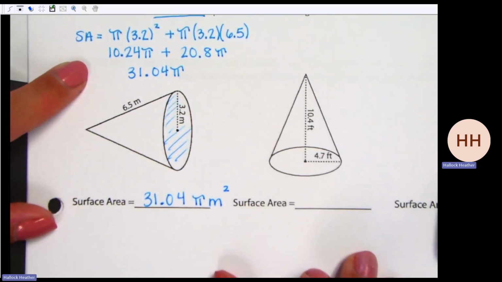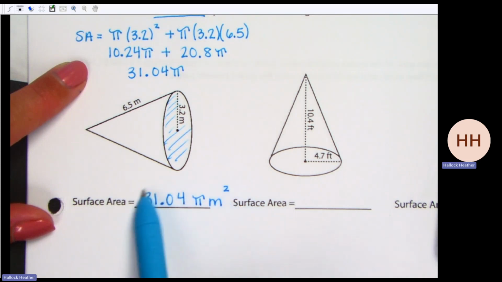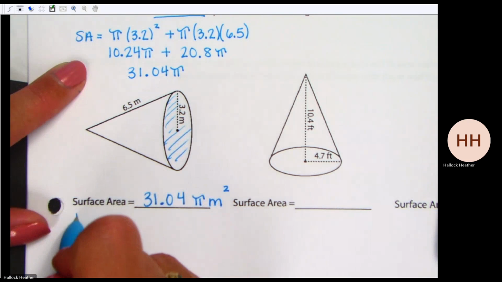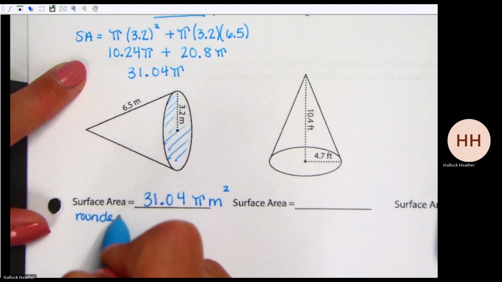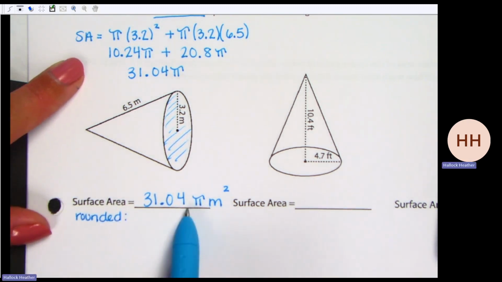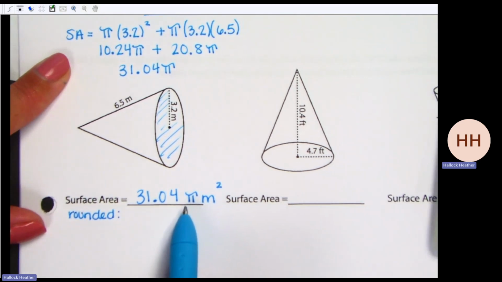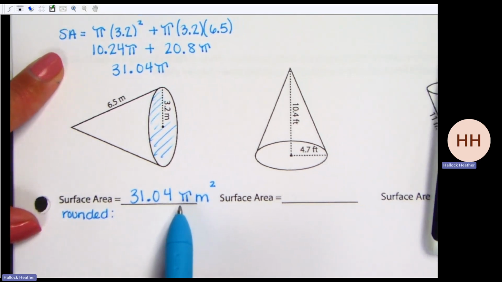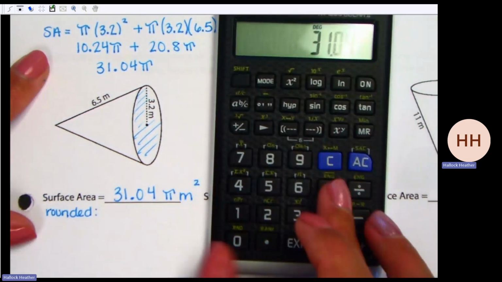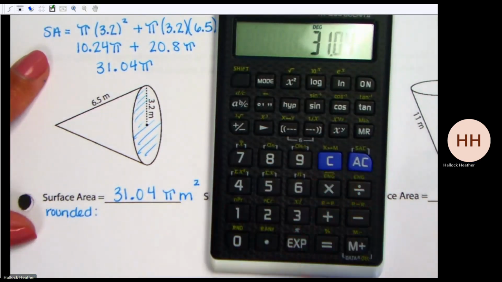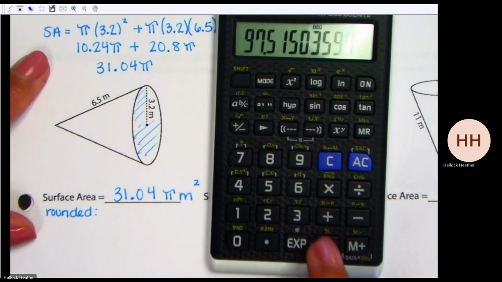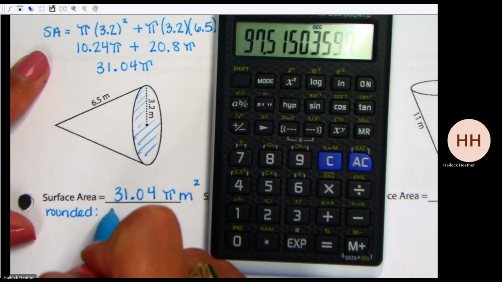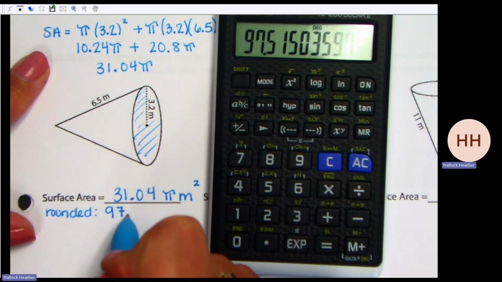Because you weren't here on Friday, there's two types of answers. This is in terms of pi. The rounded answer, just like on Friday, I can take that and multiply by the pi button. You're not using 3.14. You're going to use the pi button. So I'm going to press times EXP. It depends on what the directions say, so I'm going to put both.